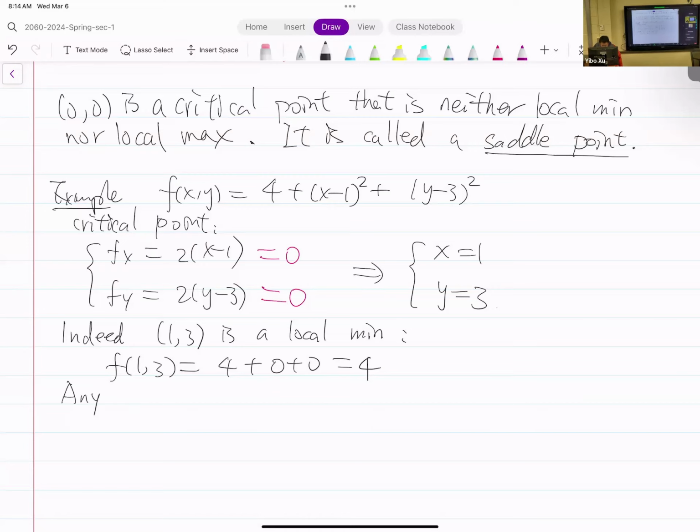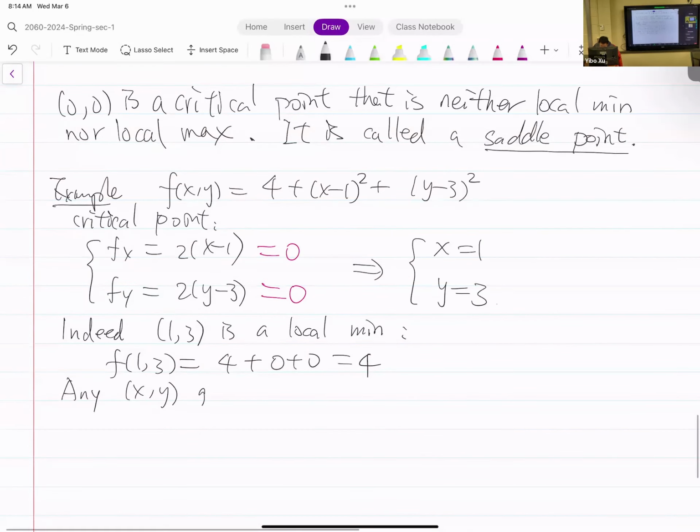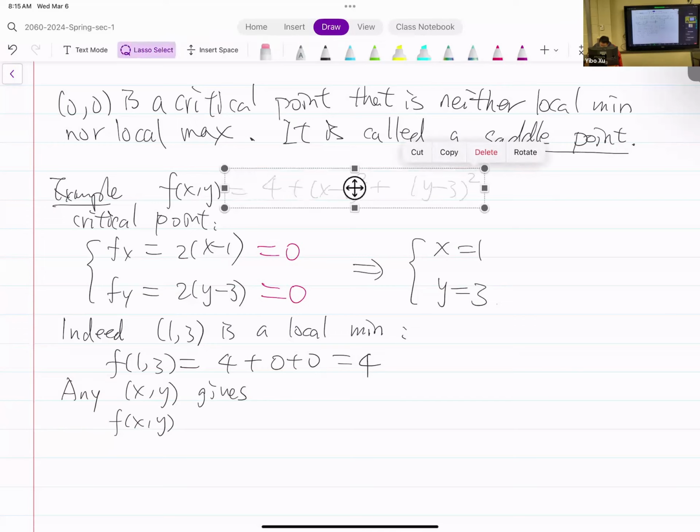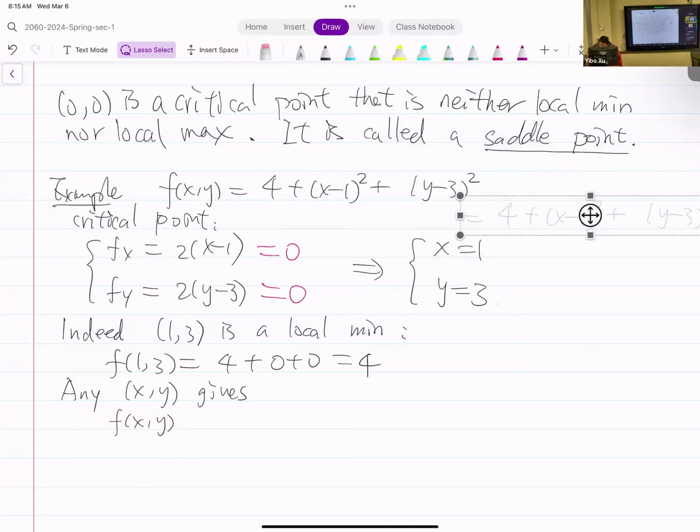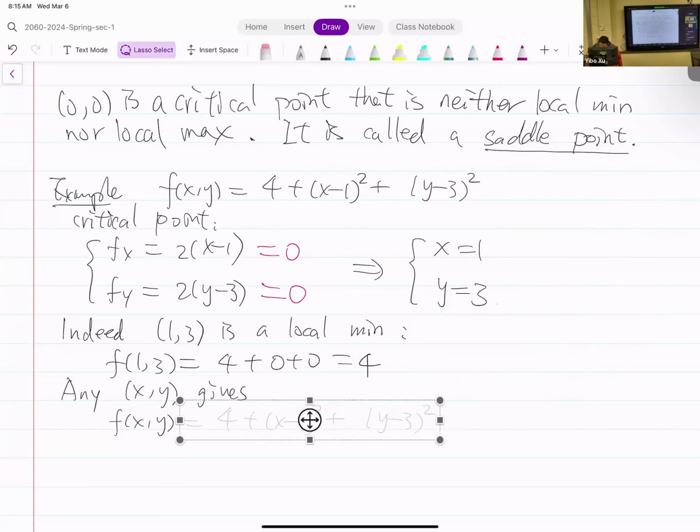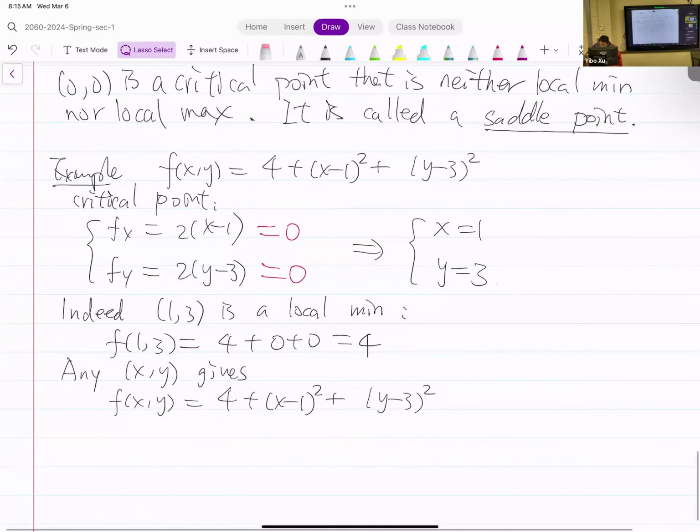And we also know that any xy pair gives f of xy. So let me cheat by copying the functional expression, but here I only want to give the argument that the squares that I have are non-negative. Okay, so this square is non-negative, this square is non-negative, so the whole sum is going to be greater than or equal to 4, which is the output at the point (1, 3).